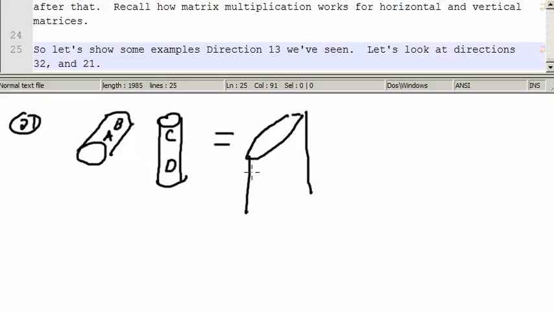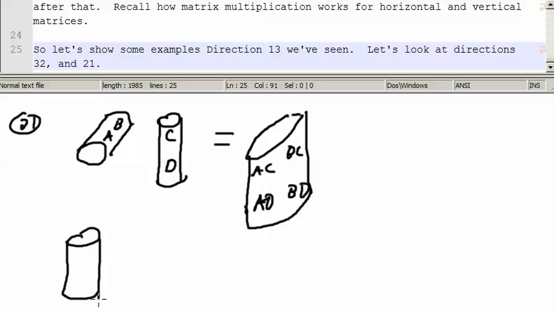with AC, BC, DA, and BD. I should have written AD and BD. AD, BD, and 1, 2 would be AB, CD equals, it ends up being AC plus BD.